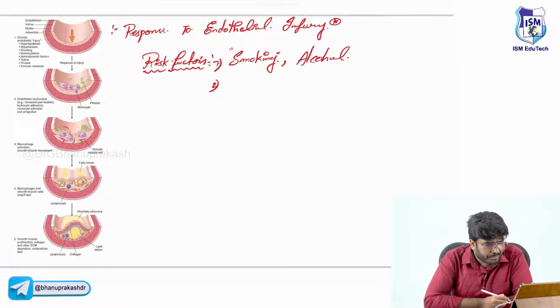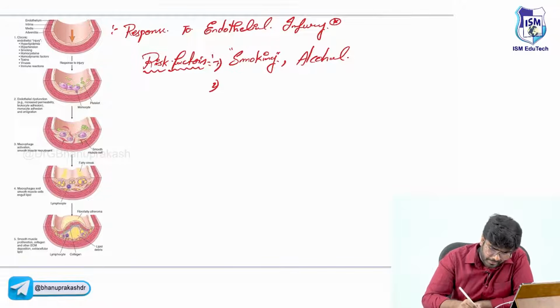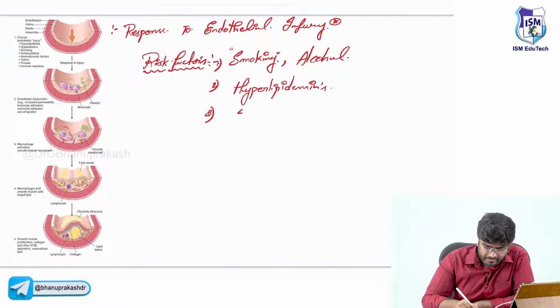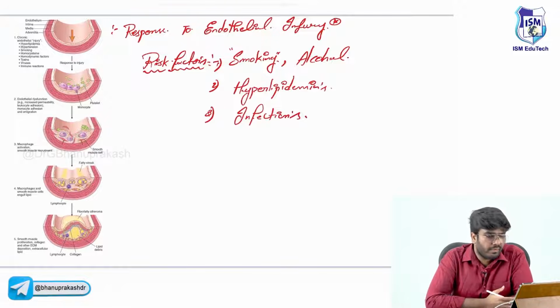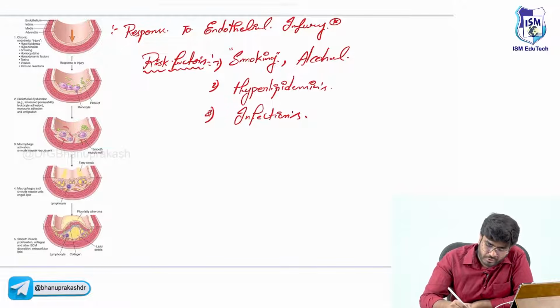Next, the persons who are having hyperlipidemias, or the persons who are having certain types of infections. Now this is the question, guys. Can you tell me which infections are associated with atherosclerosis? It is a NEET PG and INI-CET level question. Which infections are associated with the development of atherosclerosis? There are 3 infections which you need to know for your exam.